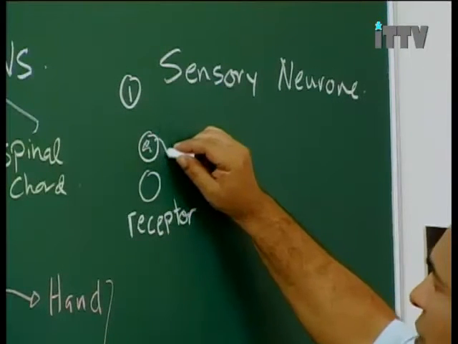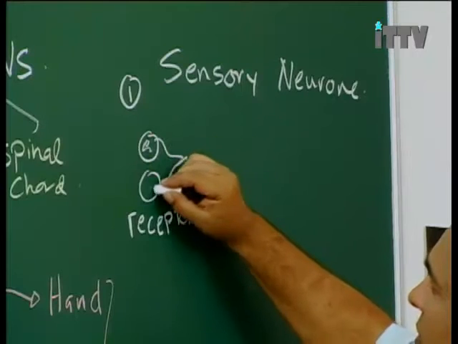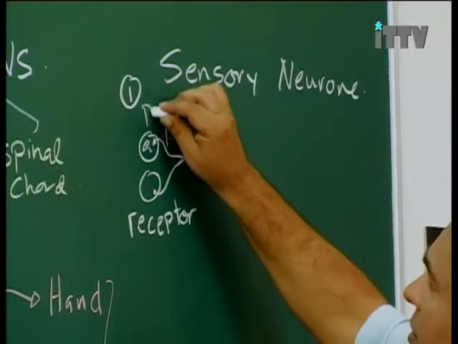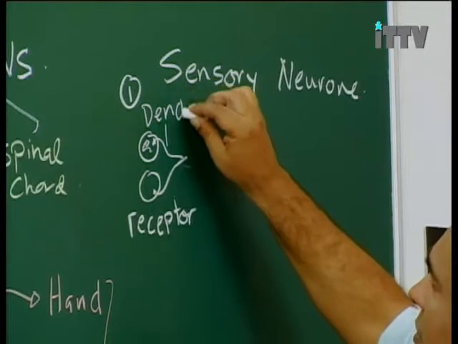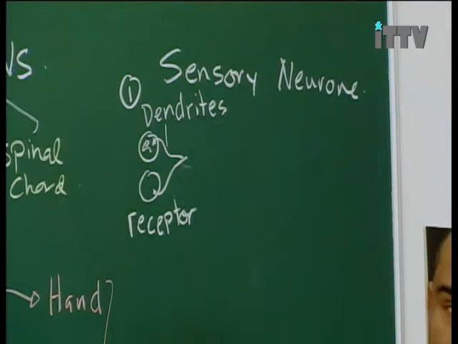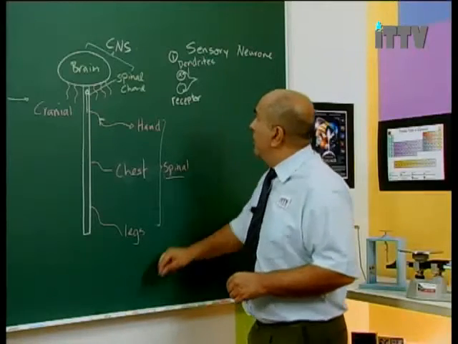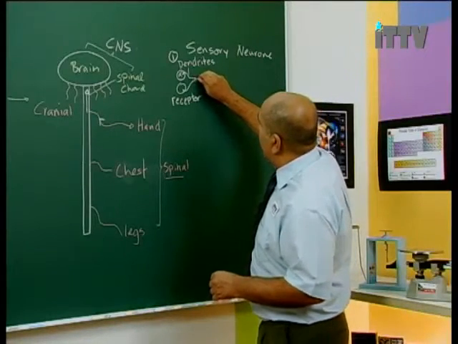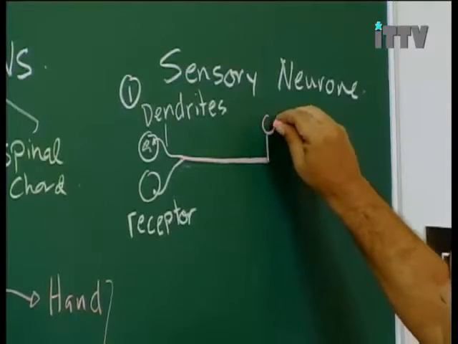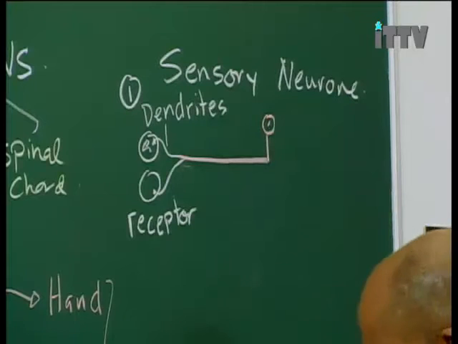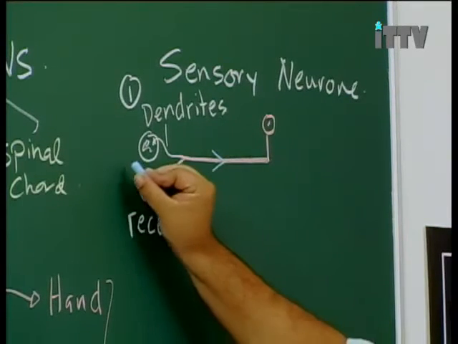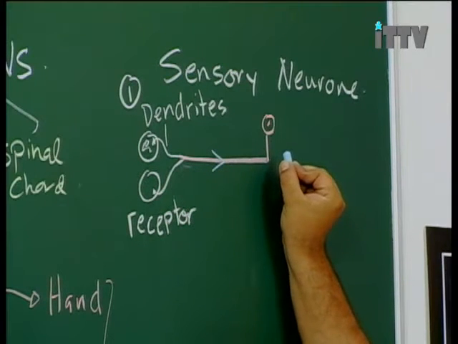From the receptor, you have little branches coming in. These branches are what we call dendrites. Now, from the dendrite, we have a line going back like this, and the impulse travels in this direction. We are going to the cell body.